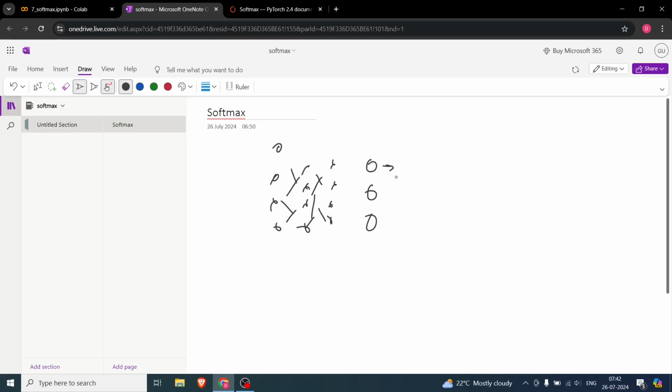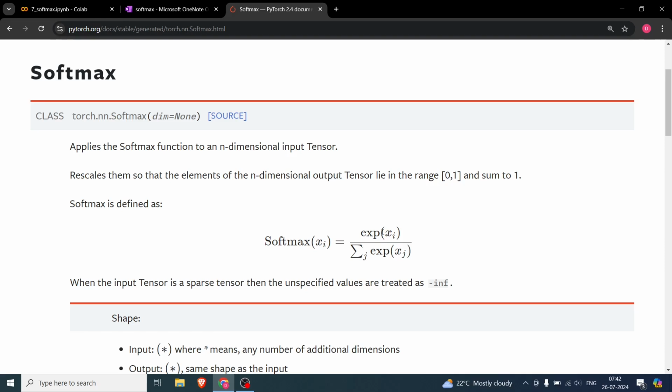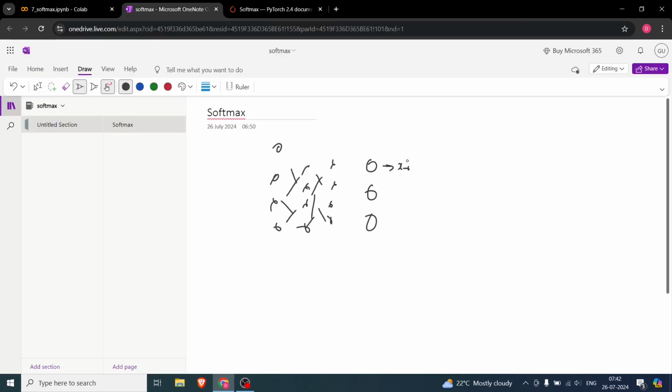So let's say the output of this is called x0 because if you look in the documentation, it is given x of i. So let's say this is x of 0. Okay, we'll show it this way. Let's say this is x of 1 and this is x of 2. Okay, so these are your output numbers.